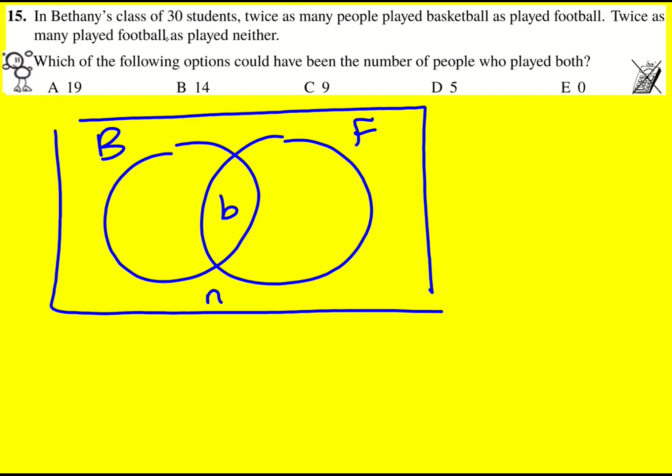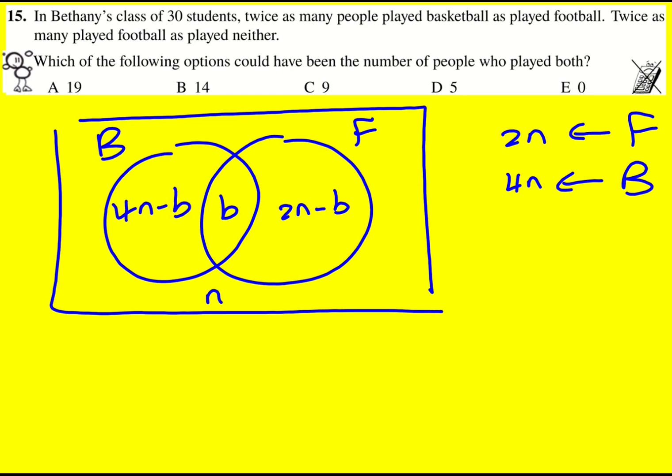So we're told that twice as many people played football as played neither. So that means the number who played football is actually going to be 2n. And that means that it must be 2n overall here. And so this is actually 2n minus b. So that's football. And then for basketball, twice as many played basketball as played football. So 4n must have played basketball and this must be 4n minus b.